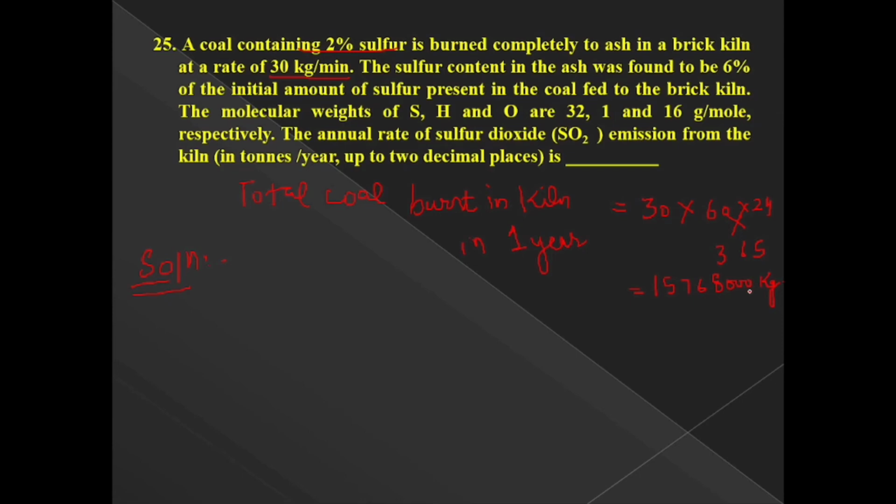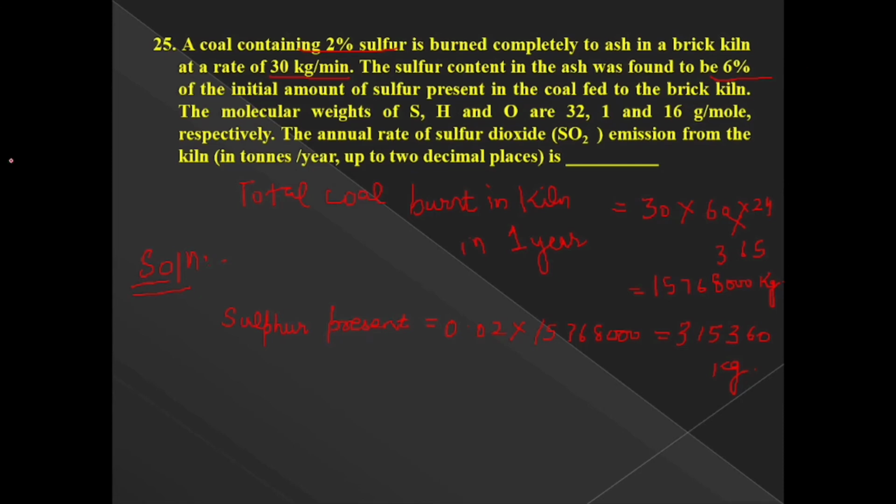So sulfur present in the coal is at the rate of 2% only. Please be careful. So sulfur present is equal to 0.02 multiplied by 1,576,800, that is equal to 315,360 kilograms. Now the sulfur content present in the ash was found to be 6% only.